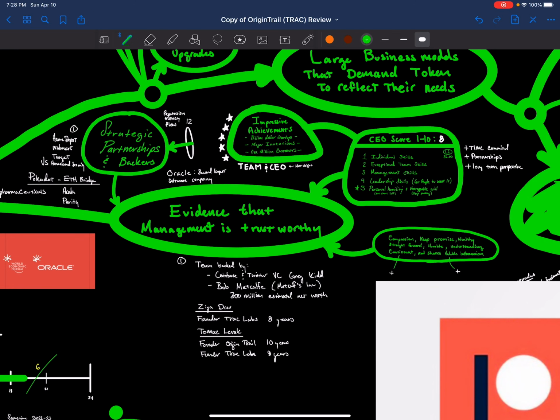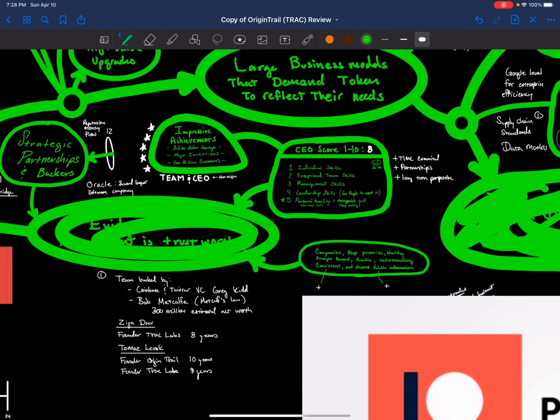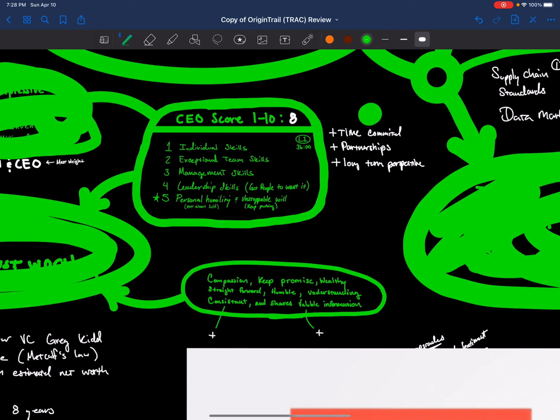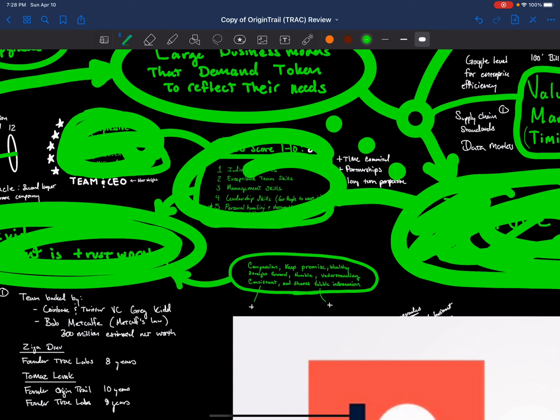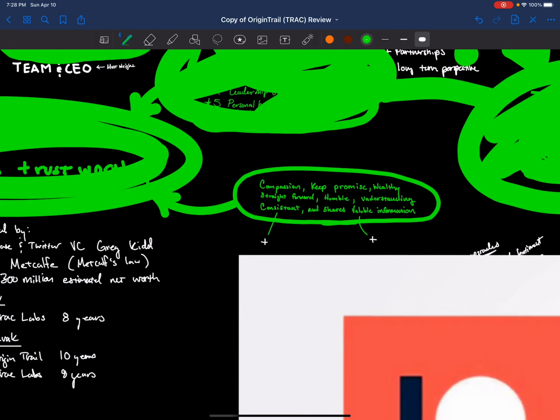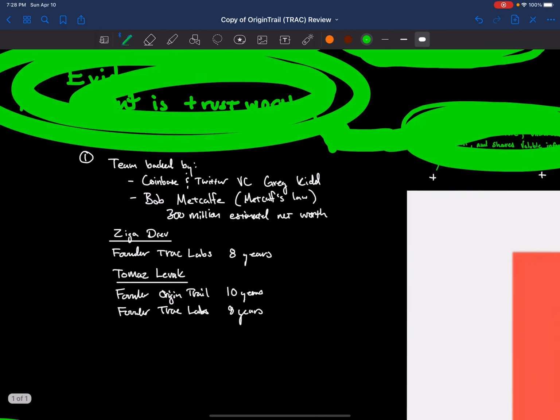Regarding the evidence that the management is trustworthy, once again, I just put all this as green because of the time committed, how they've been doing this for 8 years. That's unusual in the crypto space. A lot of the projects are younger than that. And they also have really strong partnerships and a long-term perspective. So I put the leadership as an 8, which is strong. And they're consistent and continually developing.